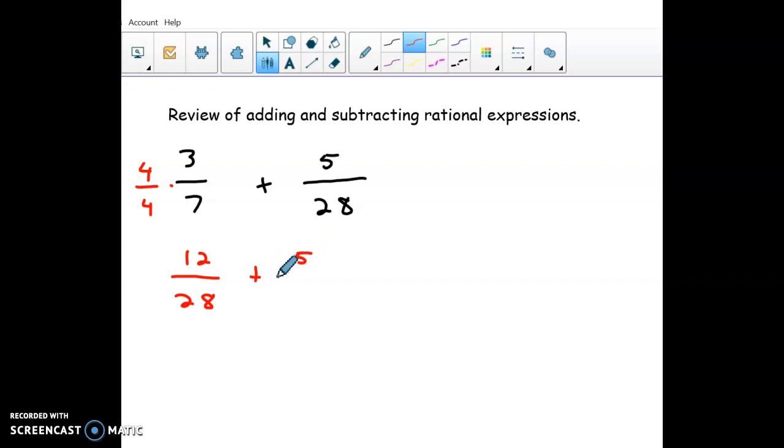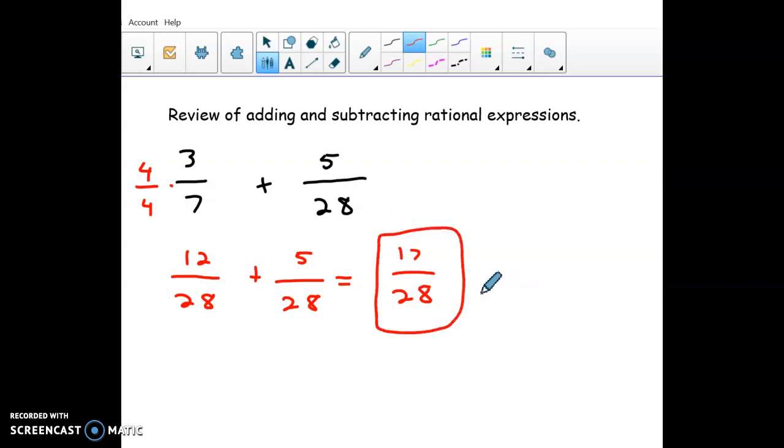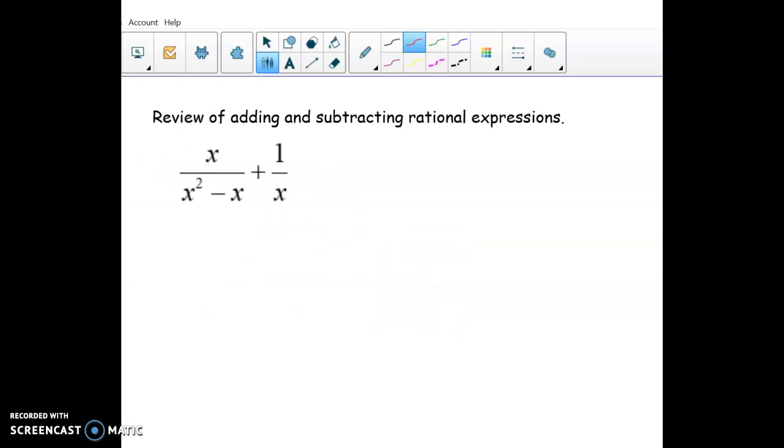All right, and then once you have this, now they're both over 28. So now you can just add the numerators and you have 17/28. Right? And then at the end, you should always check, should I simplify this fraction? This particular one doesn't, but do that step for sure each time, right? Because some of these rational expressions might simplify at the end. Okay, so to our rational expression question.